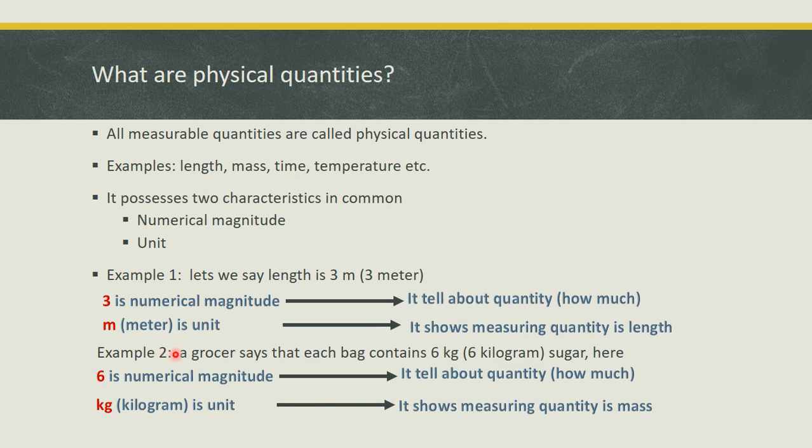Similarly, a grocer says that each bag contains 6 kg of sugar. Now when he says 6 kg, 6 is the numerical magnitude, that is how much sugar is in the bag, and kg qualifies that it is a mass. We are measuring some mass. So the unit shows which quantity is to be measured.